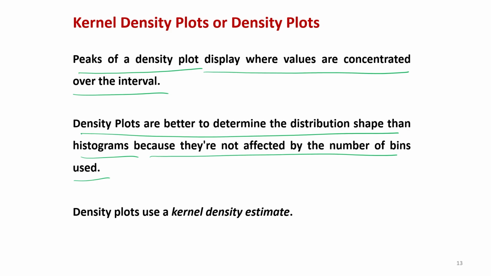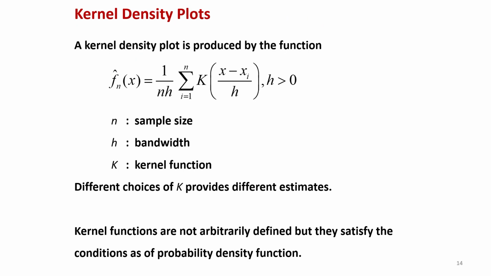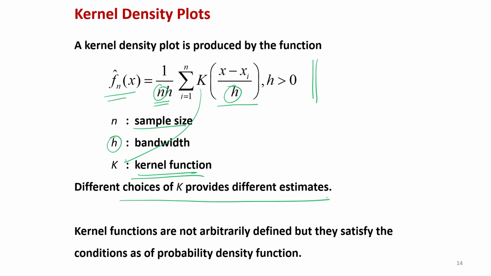And these density plots are actually created using the concept of kernel density estimate. This is a non-parametric concept. I am not going into the details, but I just want to show you that a kernel density plot is produced by a function like this one: f(x) = 1/(nh) summation i goes from 1 to n of K((x - xi)/h), where n is the sample size, h is the bandwidth, and K is the kernel function. And different choices of K provide different estimates.